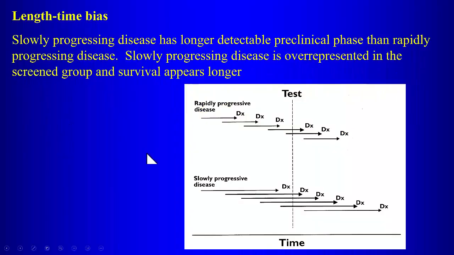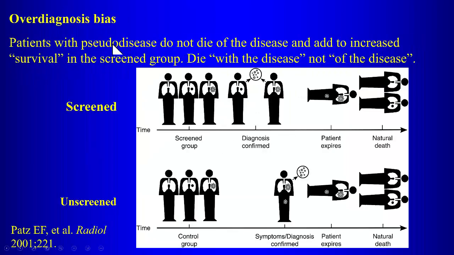So that is called length time bias. We talked about the screening being able to detect indolent tumors, tumors that grow very slowly. If you have rapidly progressive disease, that will present with symptoms. But if you have very slowly progressive disease, that can be going on for a long time in your population. So if you're screening at regular intervals, you're more likely to catch the slowly progressing disease rather than the rapidly progressing disease. That's called length time bias, and that is related to what we call overdiagnosis bias.